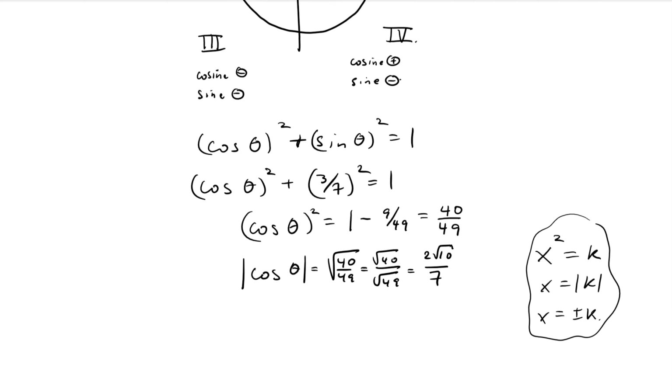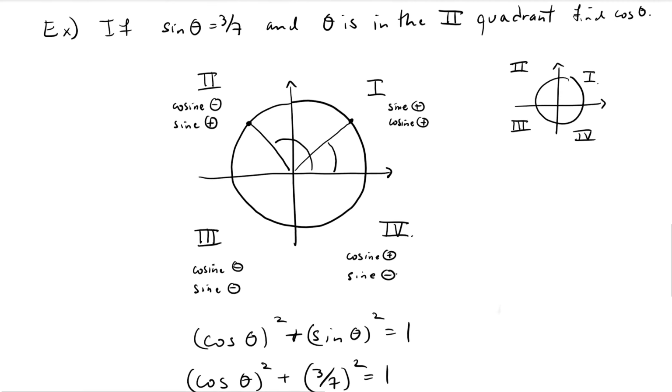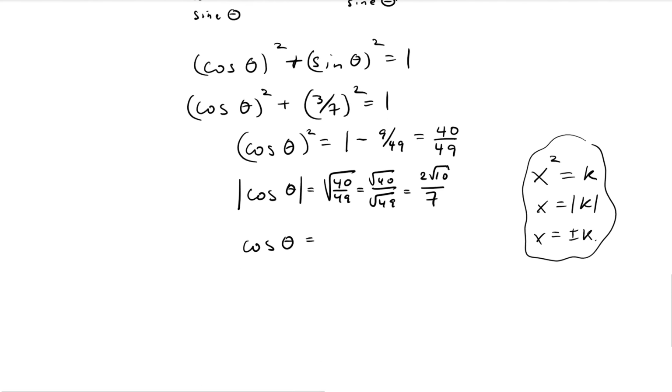And our cosine, is it positive or is it negative? This is where we have to decide, when we take out the absolute value, is cosine going to be positive or negative 2 square root of 10 over 7? And this is where you come back to your diagram here in the second quadrant. This point here will surely have an x coordinate that's negative, right? Because we're to the left of the origin, so it's going to be the negative of that. And that's the value of cosine.